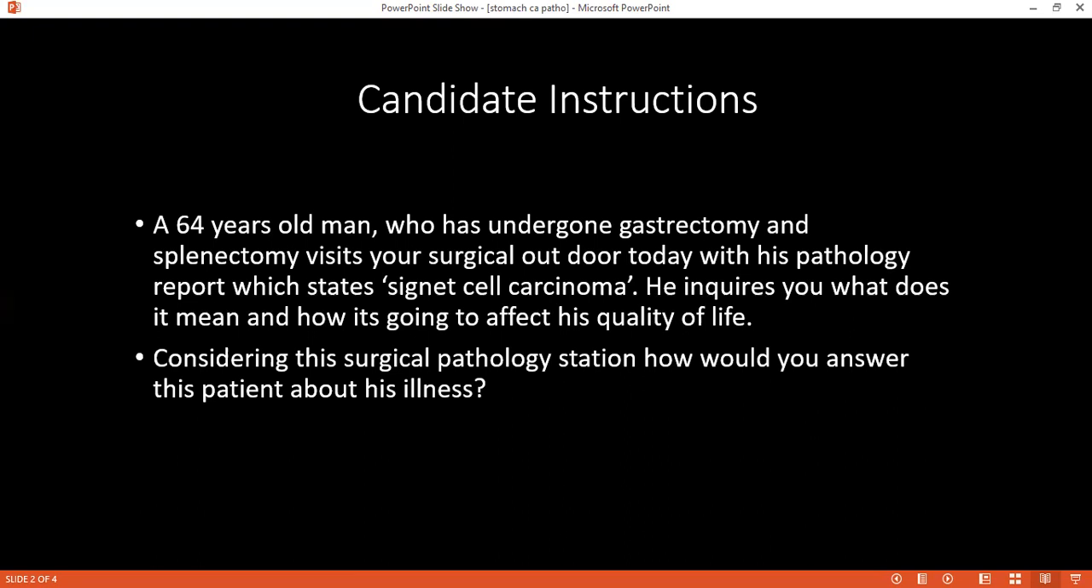Yes, the patient comes back to you after 6 months and has deranged liver function tests and has a lot of ascites. So what would you think? The carcinoma has spread to the liver. He has developed liver metastasis.